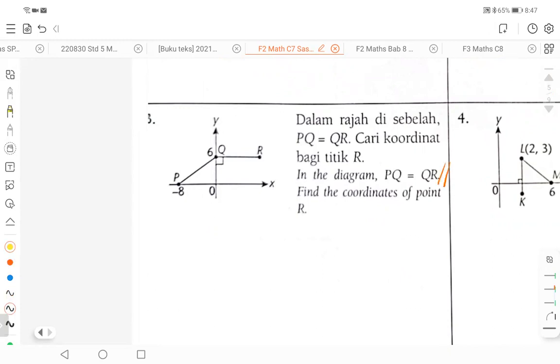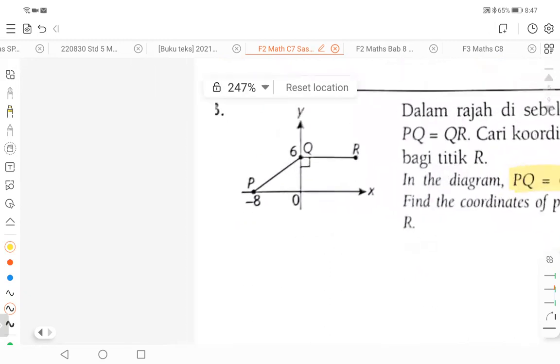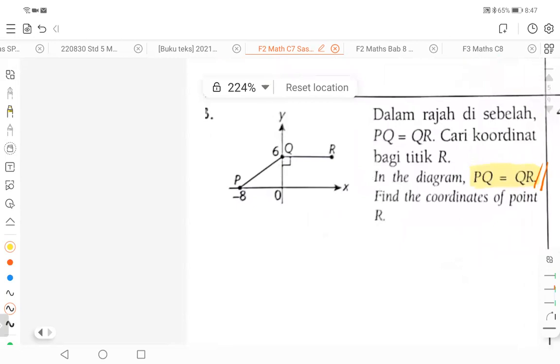Okay, so when we have something like this, it means same distance. So you look at the diagram, PQ has same distance as QR. So you got to find out distance of PQ first, right? Okay. Can you type in the chat box what is the coordinate of P and what is the coordinate of Q? Quick one. What is the coordinate of point P? Okay, Avin, yep. P and Q.